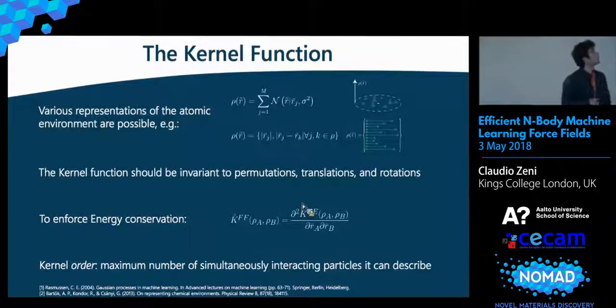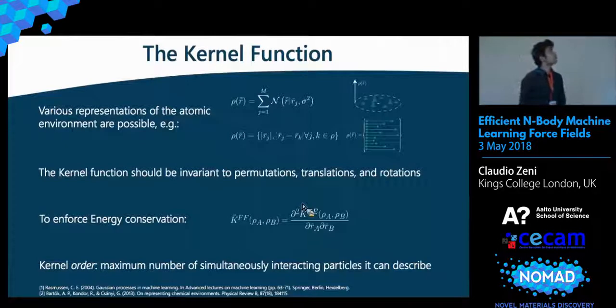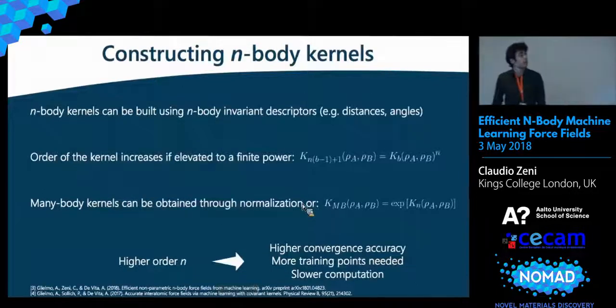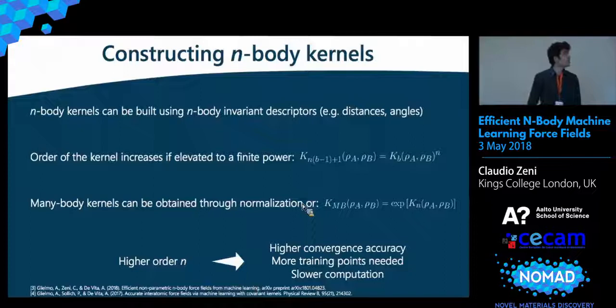We went through a procedure to construct n-body kernels. So once you have a representation of your environment, for example, distances or angles, you can easily construct an n-body kernel, which is invariant with respect to the permutation, translation, and rotation, simply by comparing the bonds, bond distances, if we are talking about a two-body kernel, or angles or triplets, if we are talking about a three-body kernel.